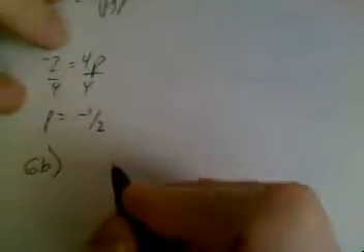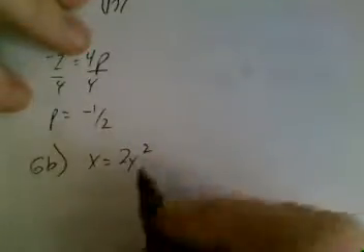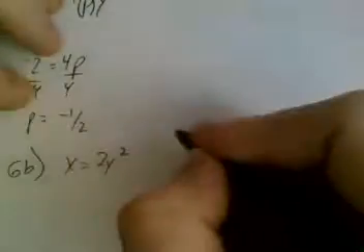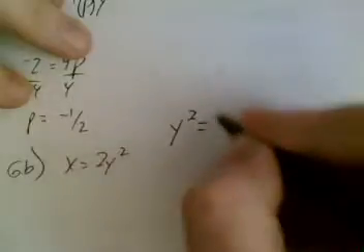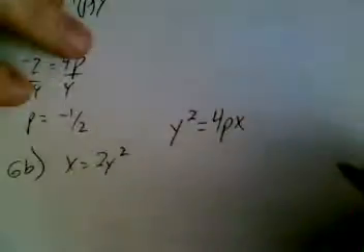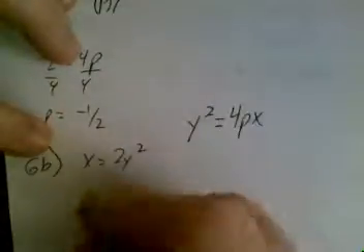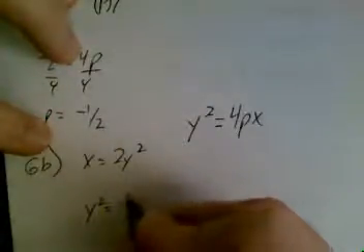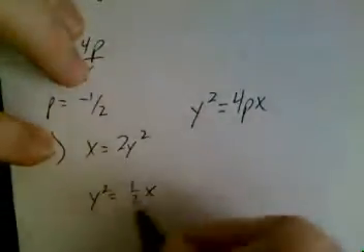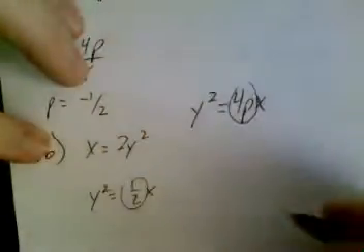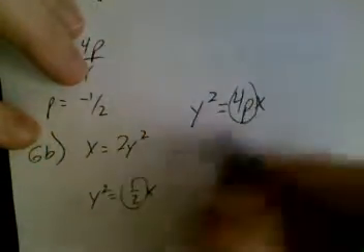Let's look at 6b, and then we'll wrap up this video. 6b is x is equal to 2y squared. Again, we want it to be in the form of the squared term equal to 4p times the other term. So this is what I'm looking for. I need to rewrite this so that it looks like this. Well, I'm going to have y squared is then equal to 1/2 x, and I want this 1/2 to be equal to 4p. What does that mean p has to be?